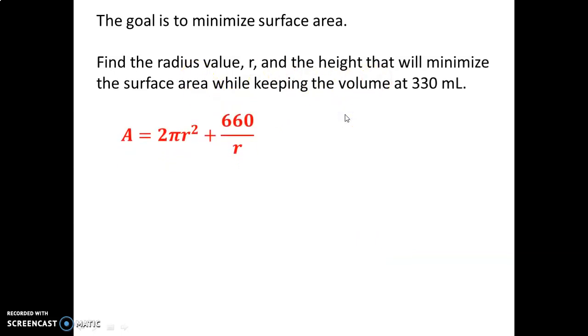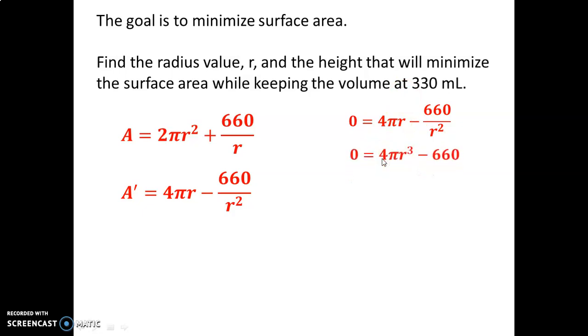Let's try. So here's our area formula. We're going to take the derivative when we're minimizing. We take the derivative so we can find out when the slope is 0. Set that equal to 0 and solve that for r. What do you get? Okay, I multiplied everything by r squared to begin. And now I'm solving this. Take a cube root on both sides here, and we find out r is 3.74.